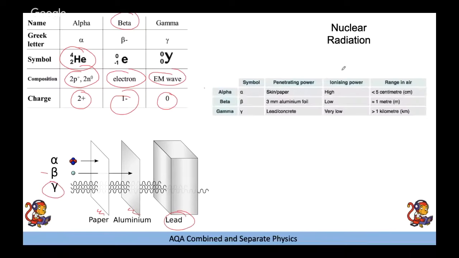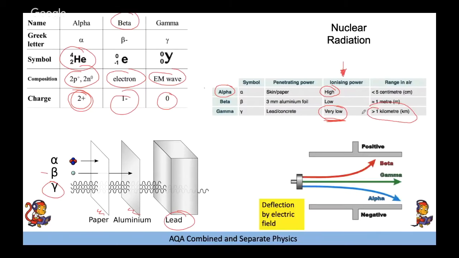Now, we also need to know their ionizing power. That means stripping electrons from atoms. Alpha radiation is the most highly ionizing. Makes sense because it's the most highly charged. Gamma radiation is not really very ionizing at all. Can be dangerous in large levels, though, of course, because it can pass straight through you. So our range in these in air, well, less than 5 centimeters for alpha. So on the outside of your body, really quite safe. Inside of your body, awful. Range in air for gamma radiation is over kilometers.